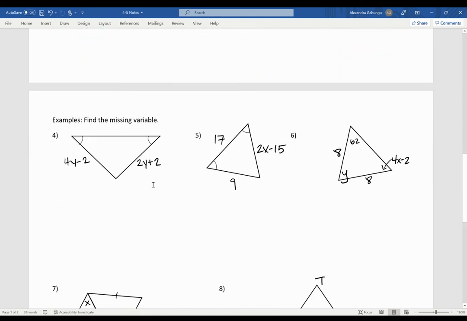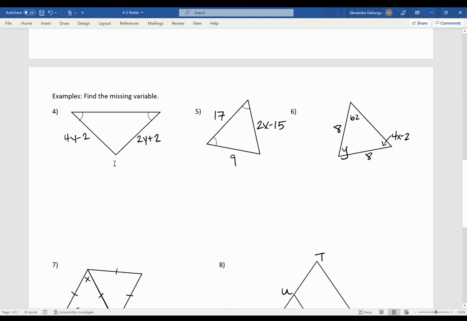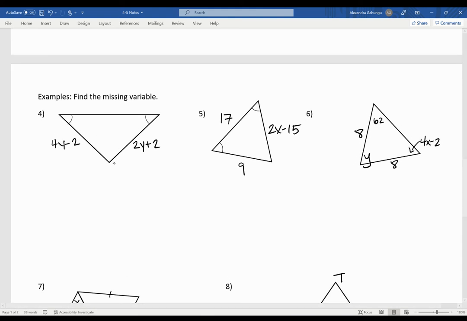Okay, on the back side, we've got a little bit more to it, but pretty much the same thing. Now instead of knowing our sides are congruent, we know our angles. So I go to the sides across from the angles. Those are congruent. So I get 4y minus 2 is equal to 2y plus 2. Subtract 2y from both sides. Add 2. So y is equal to 2.